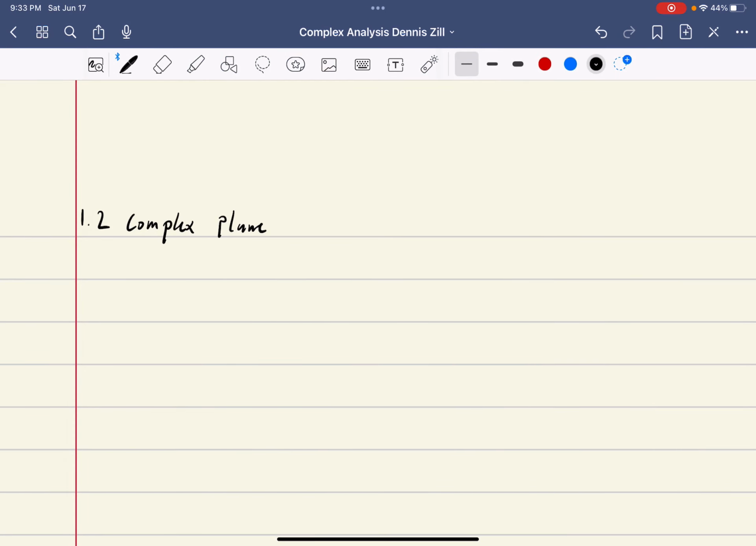1.2 Complex plane. So we should start with a definition to define what a complex plane is. A complex plane is basically called a z-plane, right? Is called a z-plane. That's terminology, right?